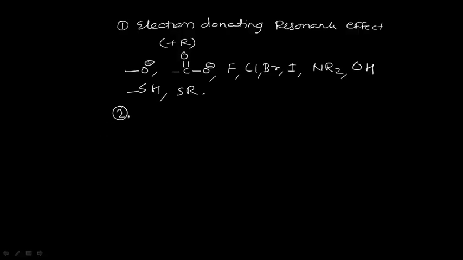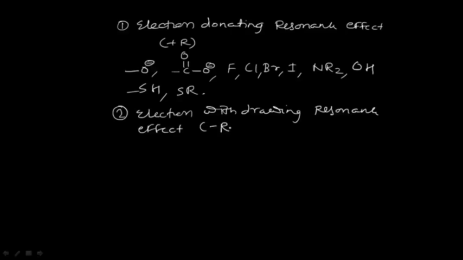Second class of resonance effect is electron withdrawing resonance effect, which is denoted by minus R. The atoms or groups which withdraw electrons by resonance are said to have minus R effect. Here we have some examples: nitro group, SO2R, carbonyls like aldehyde and ketone, then nitriles are some groups which are going to show minus R effect.